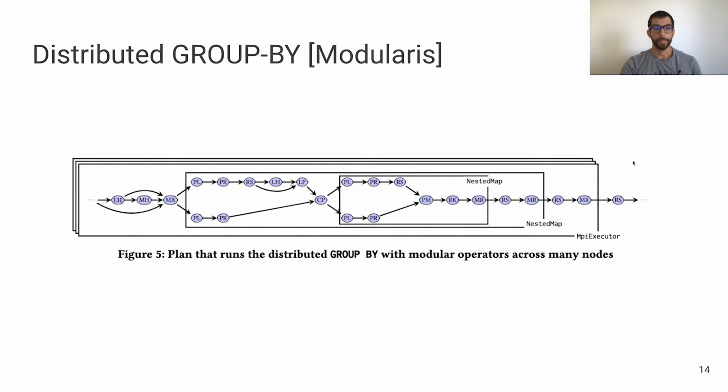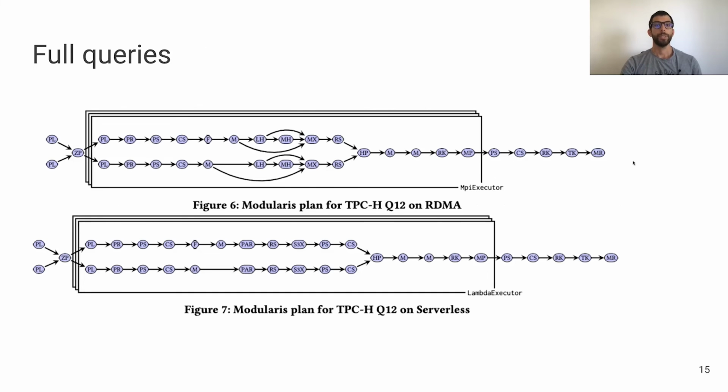The modularity of the system, and the fact that it is based on sub-operators, means that writing new algorithms does not require rewriting the codebase from scratch, but only adapting the specific sub-operators. And here we see TPC-H Query 12 on two different platforms, RDMA and Serverless. As you can see, the two plans are very similar, and the only differences are the hardware-specific operators, and more specifically the different executors here, and the different exchange phases here and here.